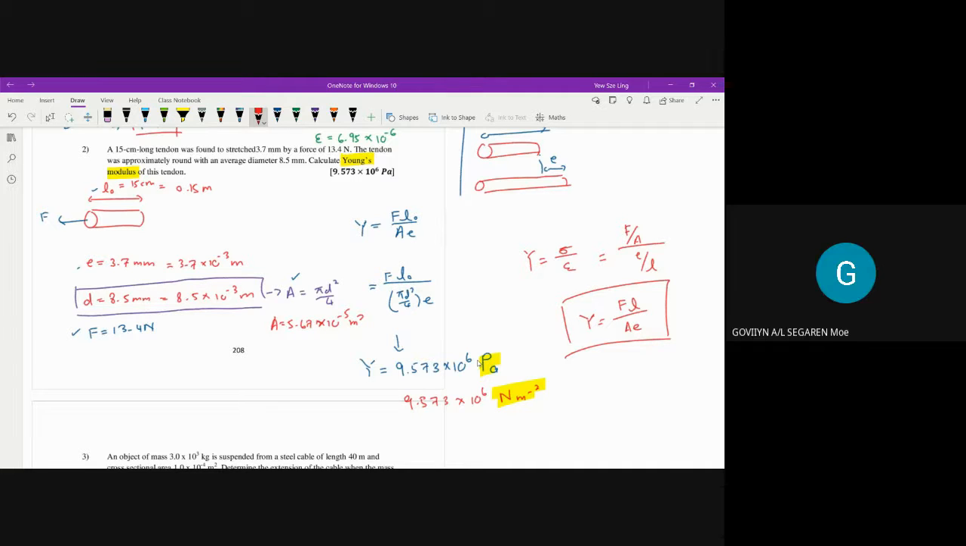Madam, for the area, can we actually use pi r square, or do we only have to use pi d square over 4? You can use pi r square. That's fine. Pi d square over 4 is actually coming from pi r square, because your r is d divided by 2. So when you square d over 2, you obtain d square over 4. So they are the same.